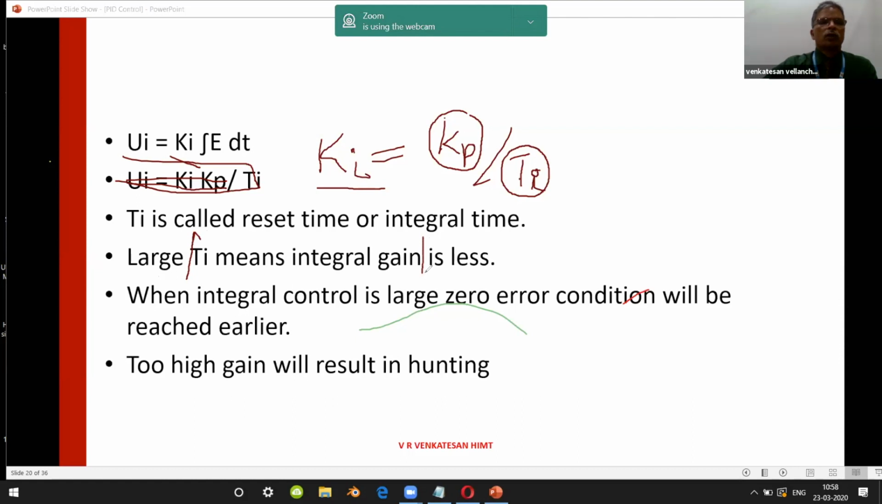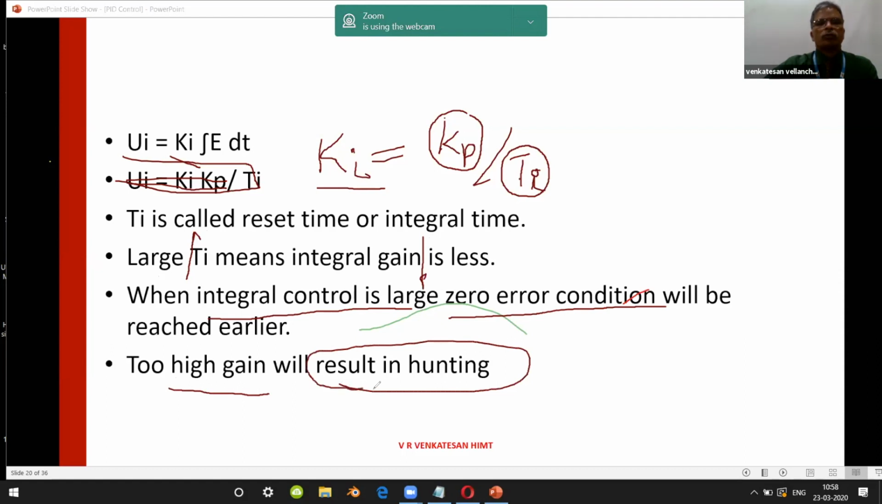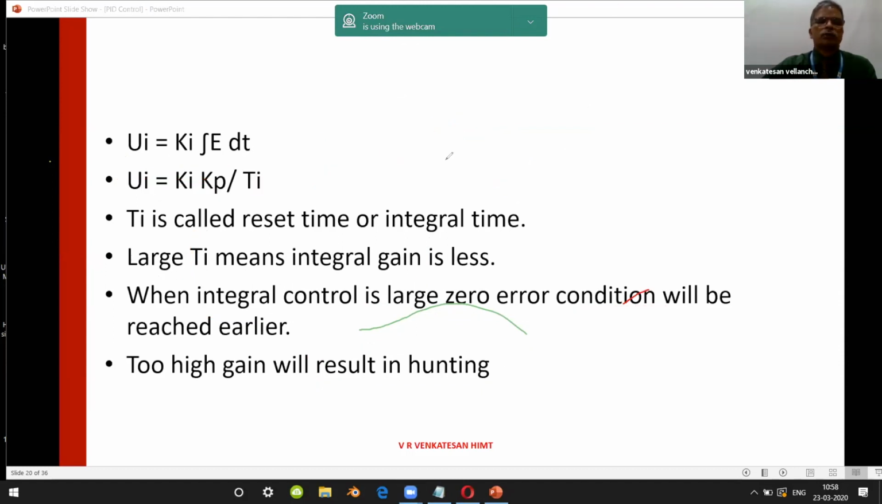So what is the advantage of having a large gain? Then the zero error condition will be reached earlier. But if the gain is too high, again it will result in hunting. So any kind of hunting is very often because of excessive gain. It's one of the reasons.